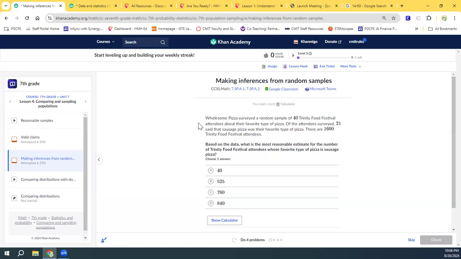Okay, so Wholesome Pizza surveyed a random sample of 40 Trinity Food Festival attendees about their favorite type of pizza. Of the attendees surveyed, 21 said that sausage pizza was their favorite type of pizza. There are 1,600 Trinity Food Festival attendees. Based on the data, what is the most reasonable estimate for the number of Trinity Food Festival attendees whose favorite type of pizza is sausage pizza?